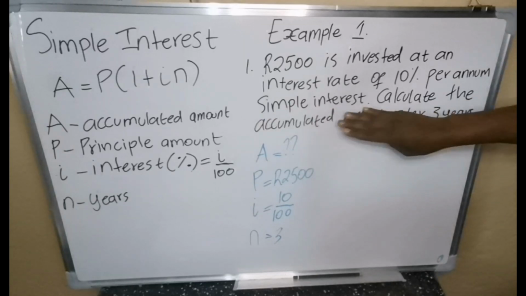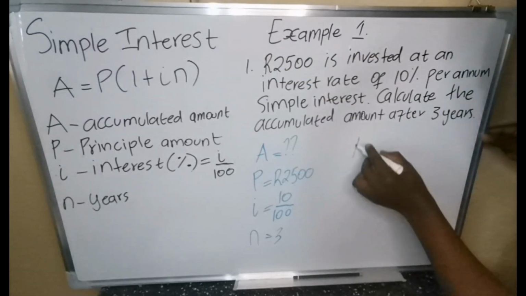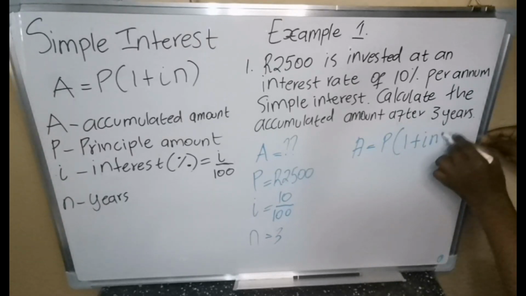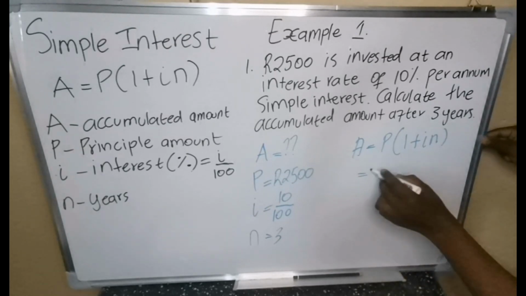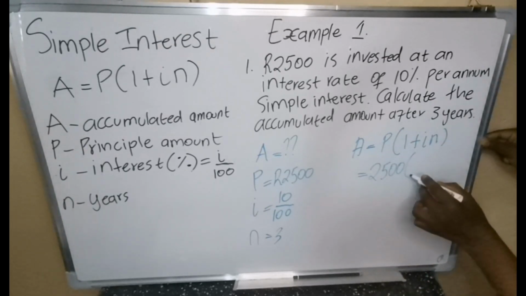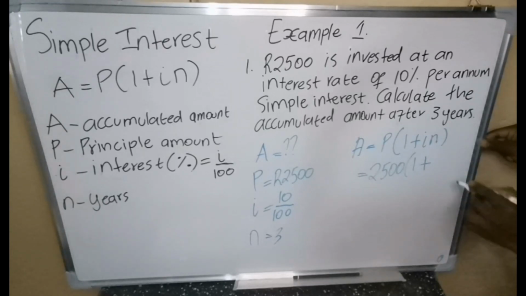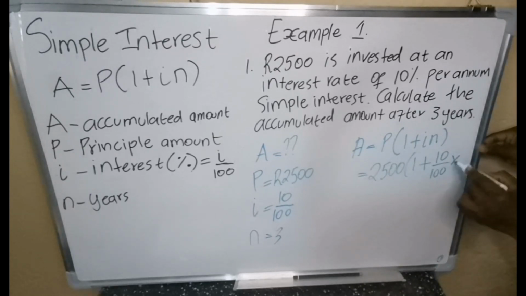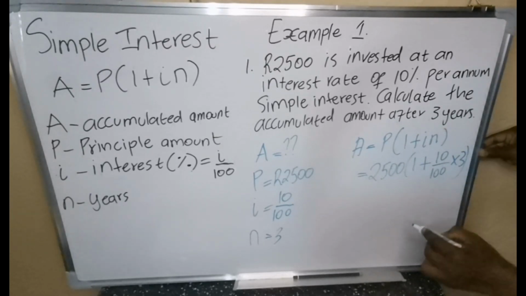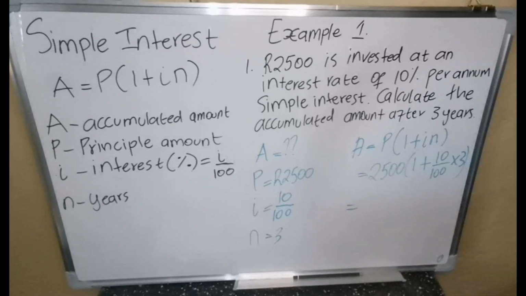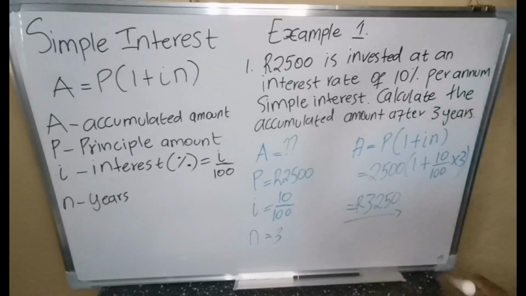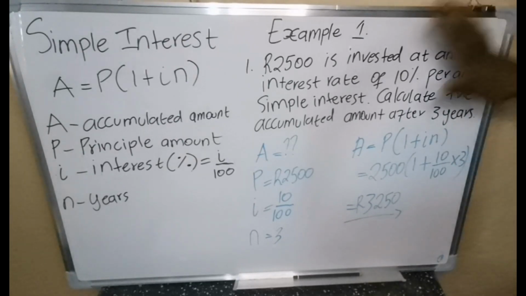Therefore, you write the formula. This is a simple interest. You write the formula for simple interest, which is A equals P times (1 plus I times N). What is the value of P? It is 2,500. What's the value of I? It is 10 over 100. Multiplied by the number of years, 3, close bracket. Then you put everything inside the calculator. It gives 3,250 rand. This is the final amount, or the answer for this question.